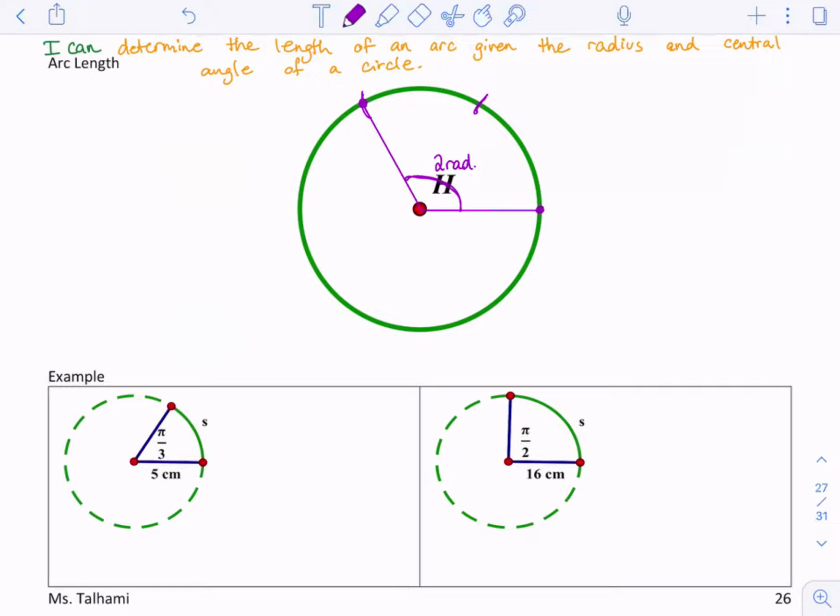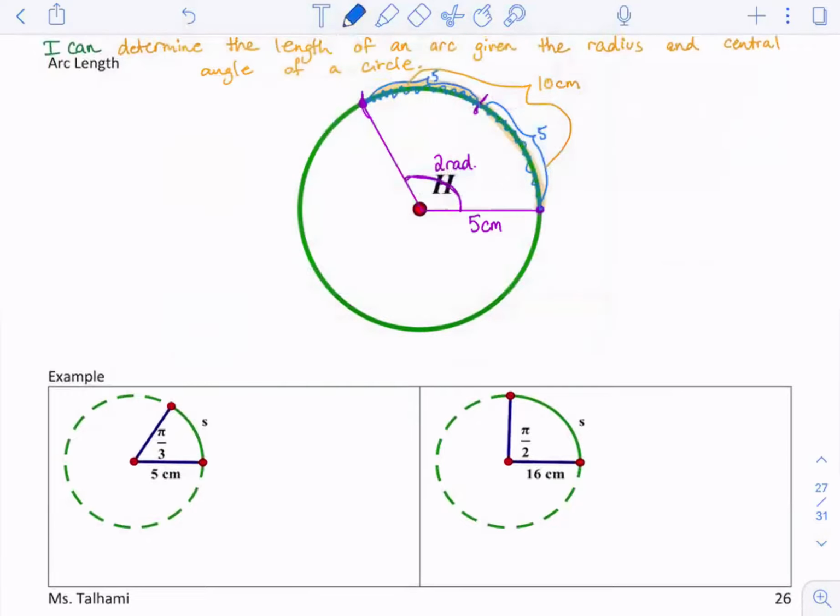And let's just say this radius is 5 centimeters long. How long in centimeters do you think this arc would be? So it would be 2 of the length of the radius, which would be 10 centimeters. That means this little piece is 5 centimeters, and this other piece is another 5. So in total, the whole entire thing would be 10 centimeters.